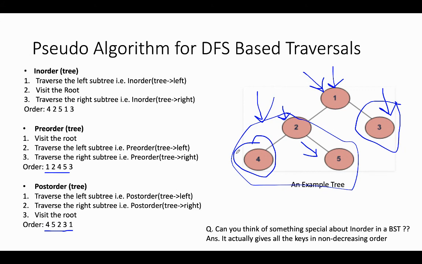In the case of a binary search tree, we know that all the left keys are smaller than the root, and all the right keys are larger than the root. So if we traverse the left subtree first, then the root, and then the right subtree, that's why it gives us all the keys in increasing order.